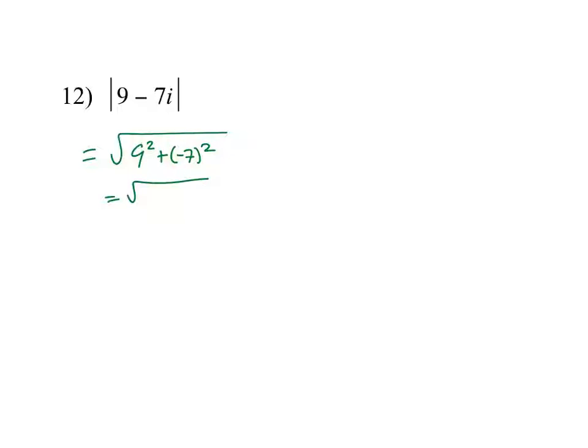Next one. So again, a is 9, b is negative 7. So this equals the square root of 9 squared plus negative 7 squared. So I have 81 plus 49, equals the square root of 130. That one does not simplify. That's it.